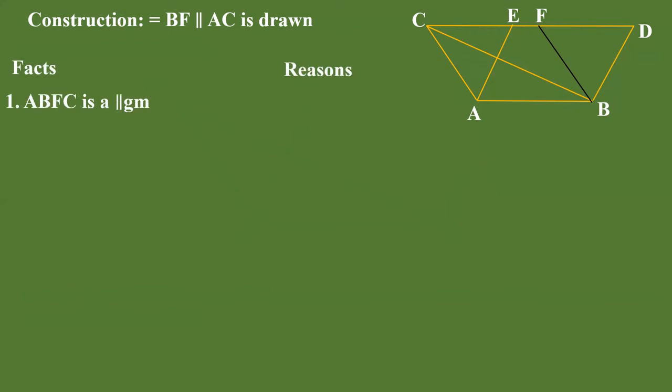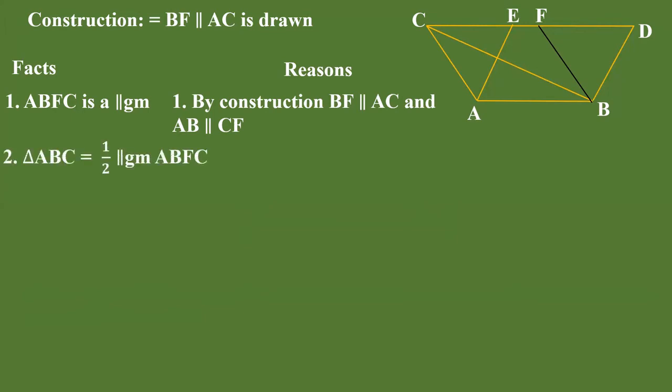In number one, I can say that ABFC is a parallelogram because I have constructed it, right? Why can I say that? The reason is by construction, we have made BF parallel to AC. And from the given, it is already given that AB is parallel to CF, isn't it? Because AB parallel to CD means AB parallel to CF. So ABFC is a parallelogram, we can say that.